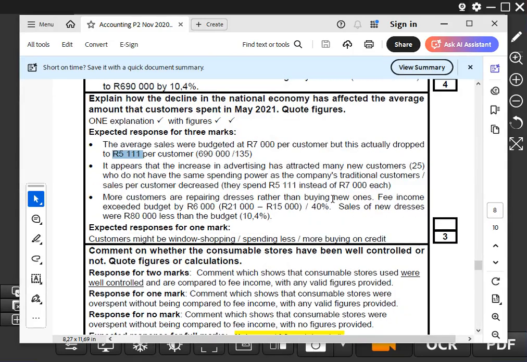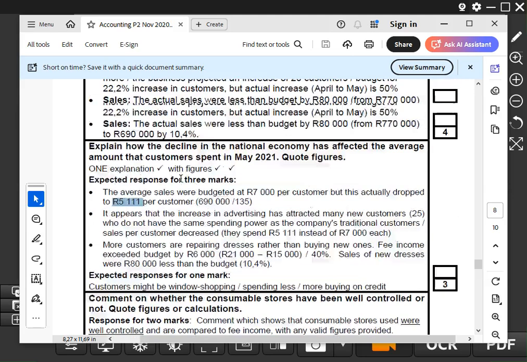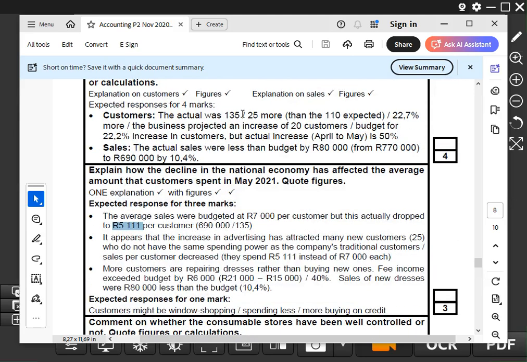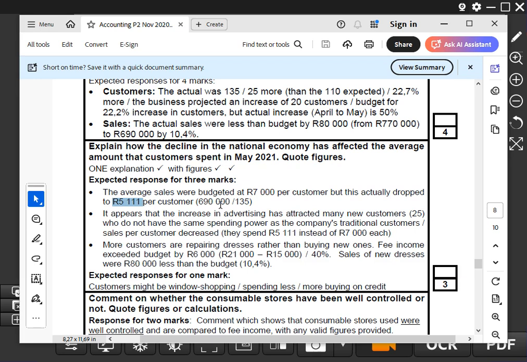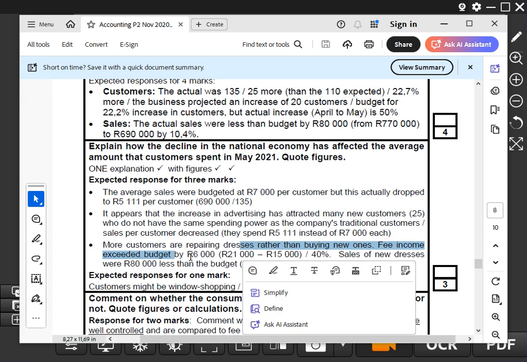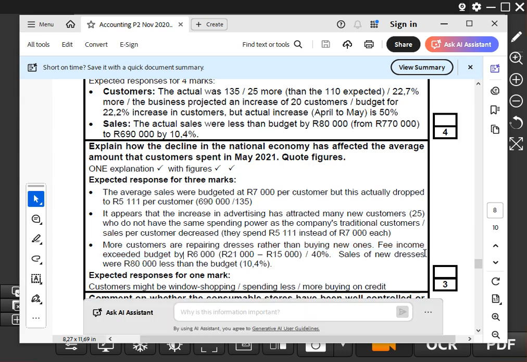Okay, so now that's the first thing they say, it's the customers. Be careful to use the same answer as you have already used. Always try not to duplicate your answers. Okay? So that's the first thing. The second thing is they talk about the fee income. If I read here, more customers were repairing dresses rather than buying because the fee income is more than budgeted.